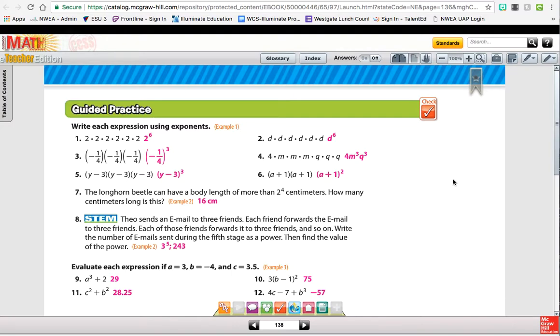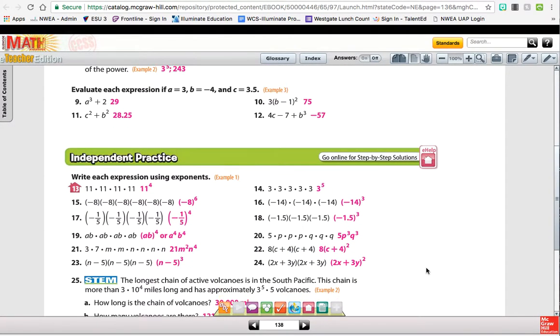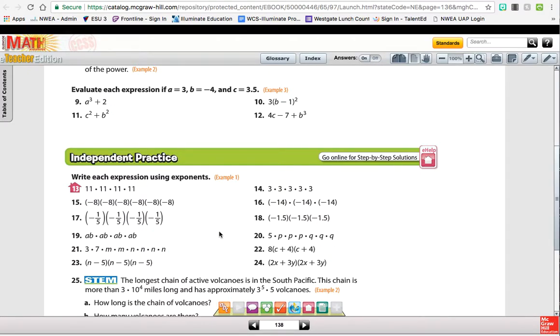We are also going to take a look at page 138, number 21. Number 21, if you want to pause the video and work that problem out on your own, you can, and then hit play when you're ready to see the answer.